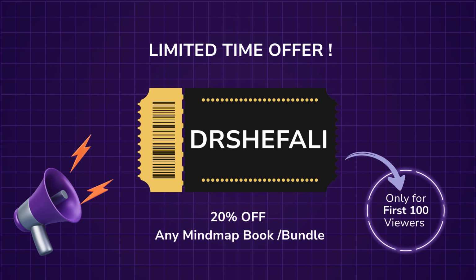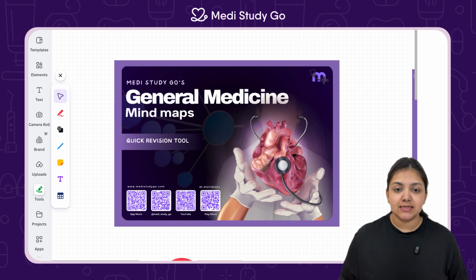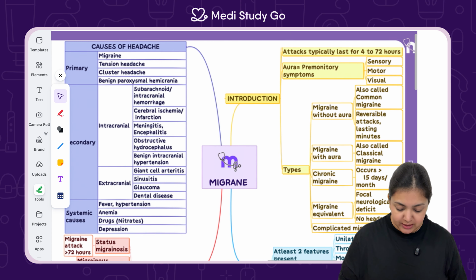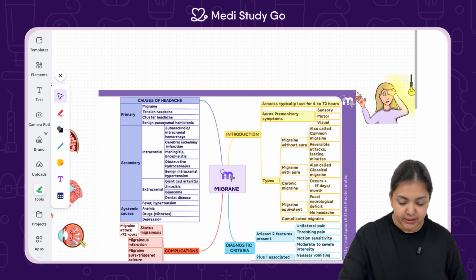So let's get into the lecture for today. As I always say, every topic must be studied under certain headings because that way you can create a storyline for a topic and remember it easily. So starting with today's topic, which is migraine, the first and the foremost heading shall always be introduction and definition.